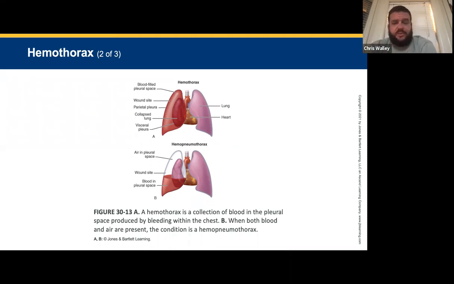Now, I know y'all can't do needle decompressions, and that's fine, but I at least want y'all to understand where they go and why we do chest tubes so low. We've got to get all the blood out somehow so we can allow the lungs to start expanding and contracting like normal.